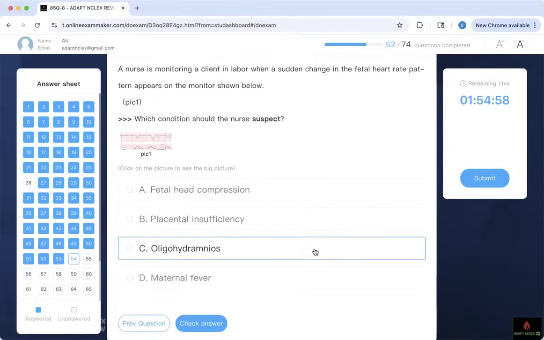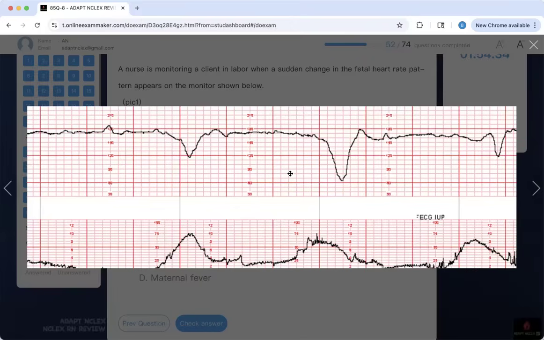Fetal heart monitoring tracing. This is key. I will show you how to recognize them. A nurse is monitoring a client in labor when a sudden change in fetal heart rate pattern appears on the monitor shown below. Which condition should the nurse suspect? Fetal head compression, placenta insufficiency, oligohydramnios, maternal fever. This is what you got.